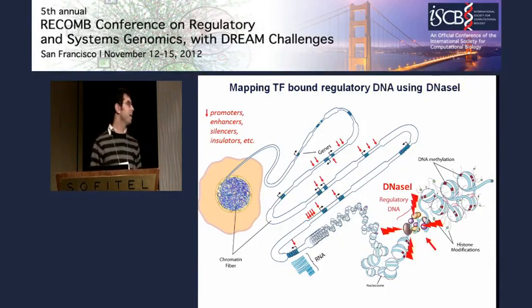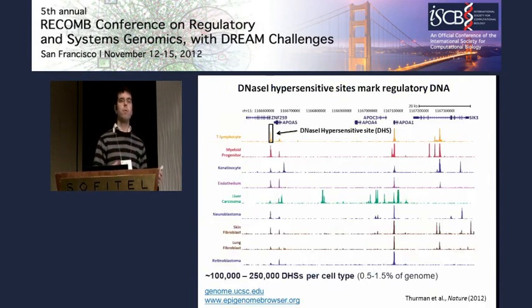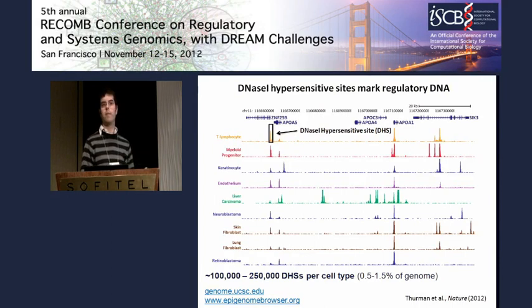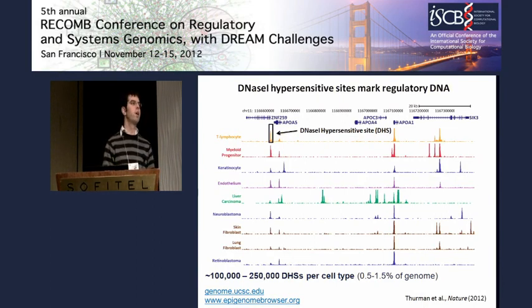Consequently, if I isolate these small DNA fragments which are released with this method and sequence the ends, those ends directly correspond to DNase 1 cleavages, and if I map them along the genome, you can identify sites which are hypersensitive to DNase 1 cleavage. These are DNase 1 hypersensitive sites, and they mark sites which are occupied by transcription factors within that cell type.